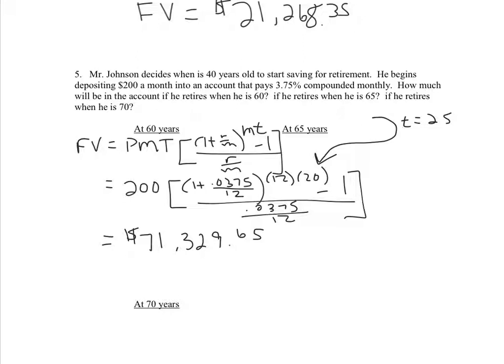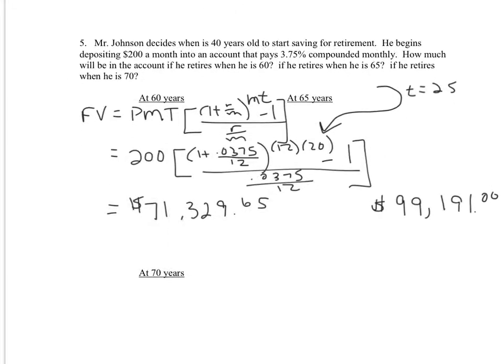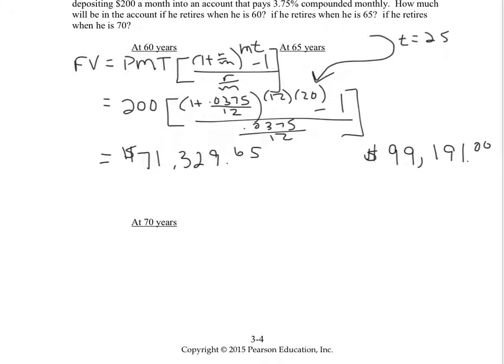We're just leaving it in for a longer period of time. And so instead of having an exponent of 240, if you multiply 12 times 25, you're going to get 300 for an exponent. And I want you to see that that would end up being $99,191. Not bad, okay? But look at the difference if he goes 5 more years. If instead of only having invested for 20 years, let's see what happens if he goes to 30 years.